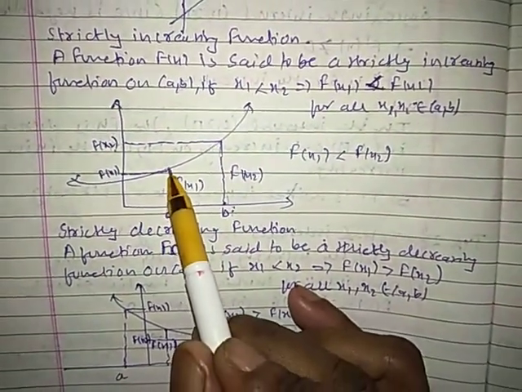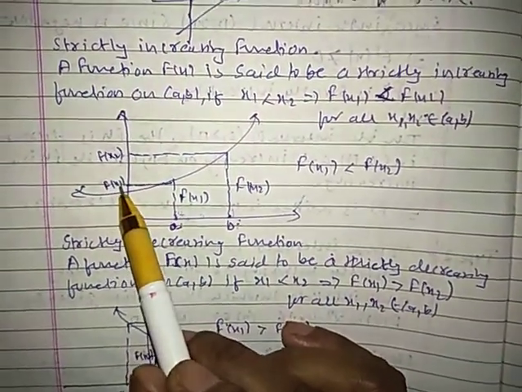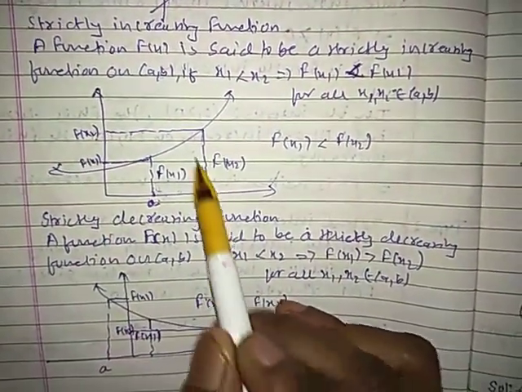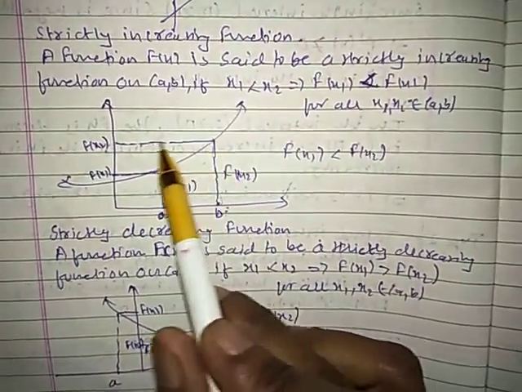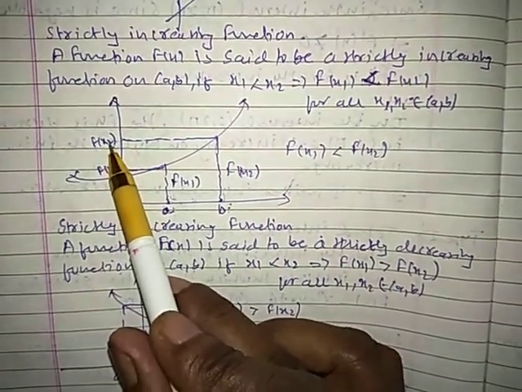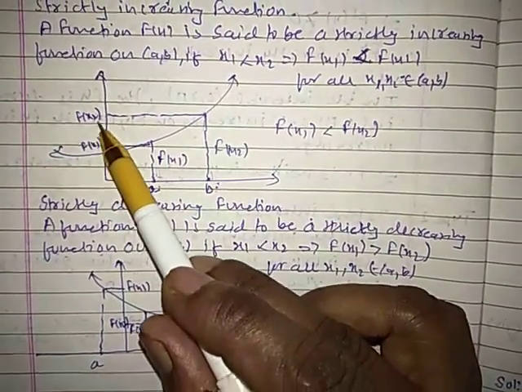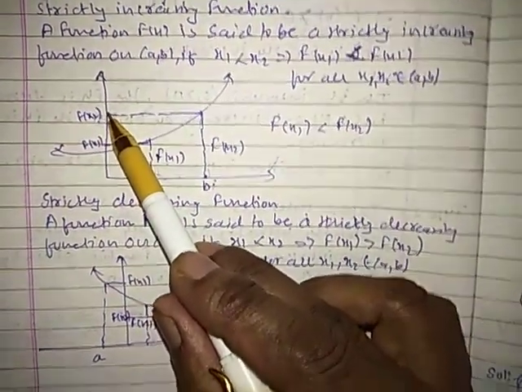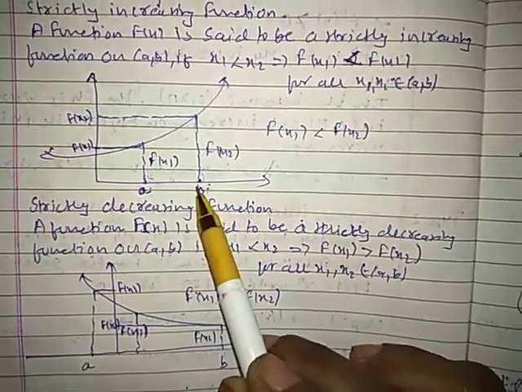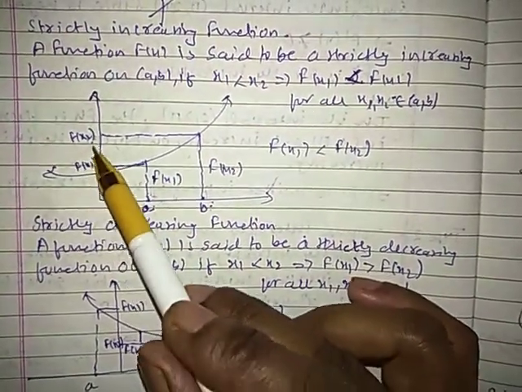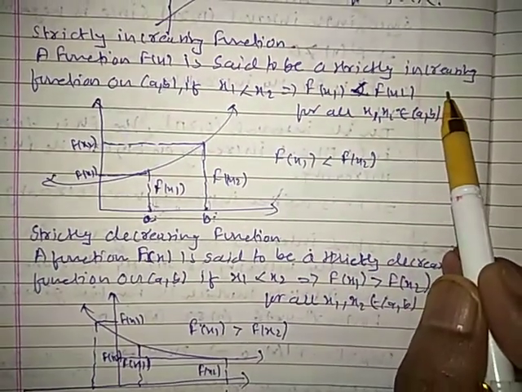If you plot the perpendicular on the curve, and from the curve drop the perpendicular on the y-axis, it will give you f of x1. In the same way, the perpendicular from the curve on the y-axis gives you f of x2. So here f of x1 is less than f of x2. Whenever x1 is less than x2 in the given interval implies f of x1 is less than f of x2, we say the function is strictly increasing.